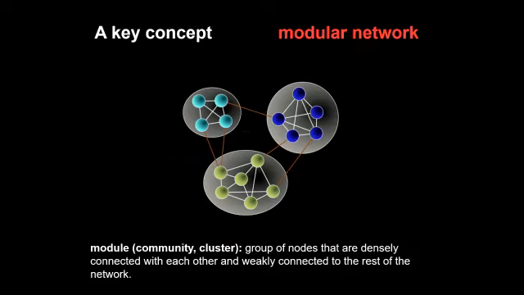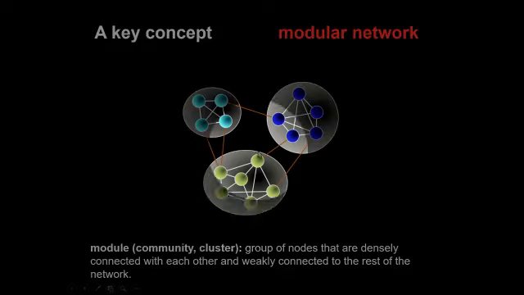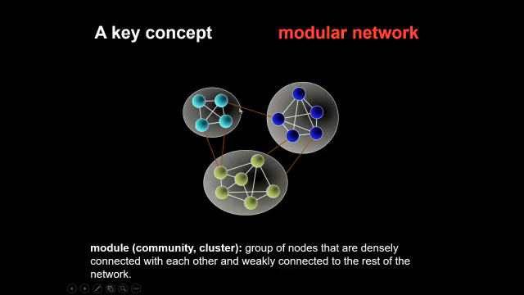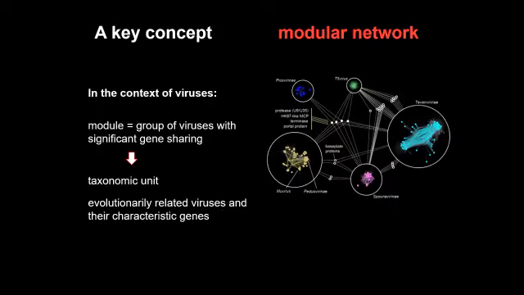If a network has that kind of structure, like here, in this case, we have three modules, 3 communities that are densely connected with each other and almost no connection with the rest. So these kinds of networks are called modular networks. And there are tools that allow identifying these communities, these modules within the network. Now, from an evolutionary perspective, we can understand that viruses that share many genes probably also share common ancestry. I will try to convince you about this soon.